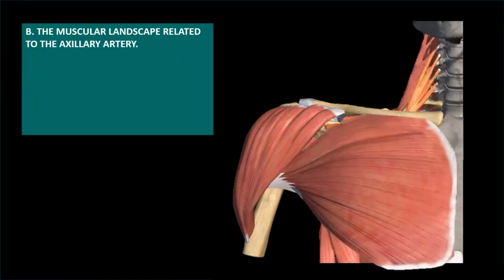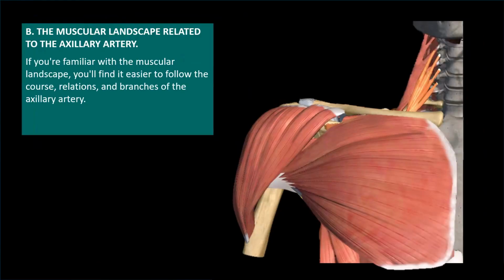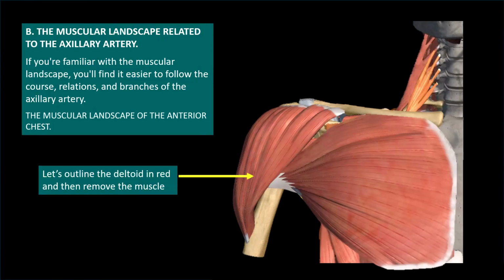The muscular landscape related to the axillary artery. If you are familiar with the muscular landscape, you'll find it easier to follow the course, relations, and branches of the axillary artery. The muscular landscape of the anterior chest.